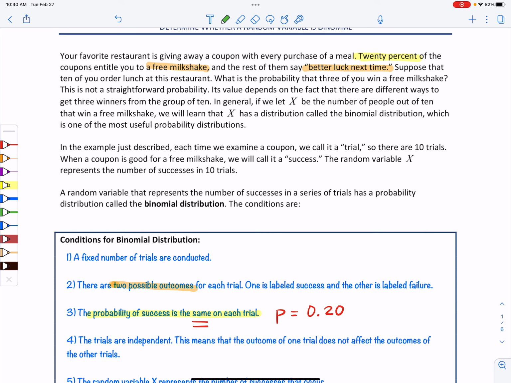So notice the next statement here says, suppose that 10 of you order lunch at this restaurant. That's a fixed number of trials. You know right off the bat you're going to look at 10 coupons, and that is your fixed number of trials. And a fixed number of trials, this is another important value for the binomial random variable, n represents the number of trials that are going to be run.